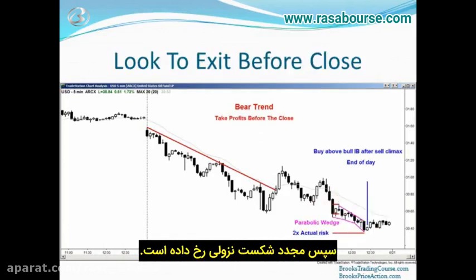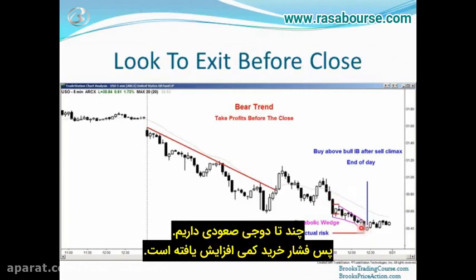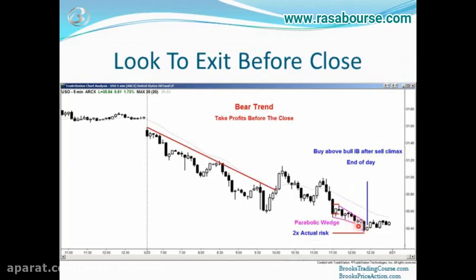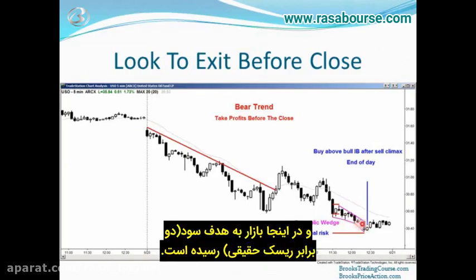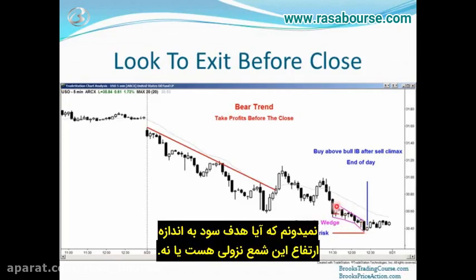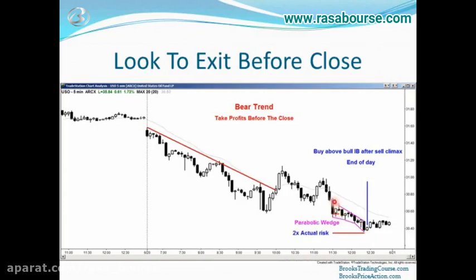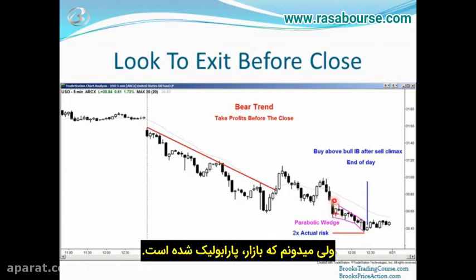Alright, so we have another bull breakout. We had 3 pushes down, 1, 2, 3, a couple bull dojis, so we're starting to get some buying pressure. And we came almost to 2 times the actual risk based upon that low one short. I don't know if we're at the profit target based upon the height of that bear bar, but I do know we're starting to get parabolic.